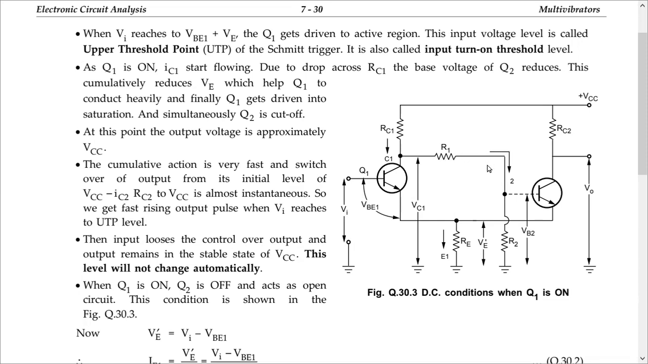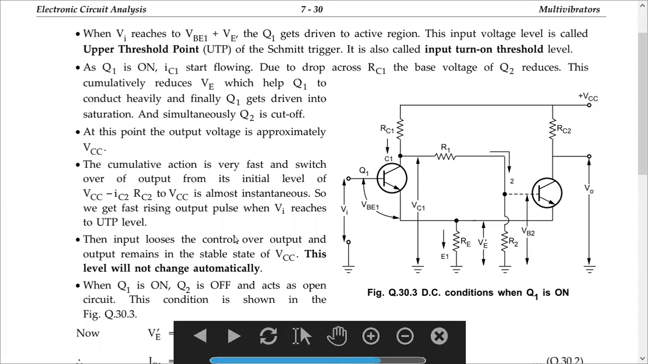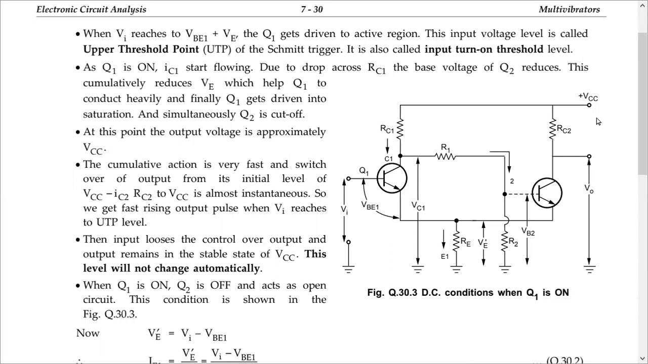Because the voltage here is low, that will turn Q2 off. Q2 off means the current through RC2 is ideally 0, practically negligible. Negligible current means negligible voltage drop across RC2, so V0 becomes nearly equal to VCC. So what happens when we give the trigger? V0 becomes equal to VCC.